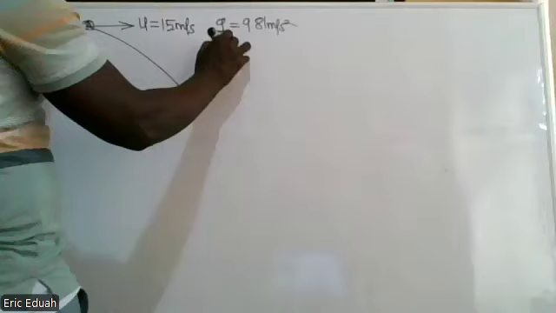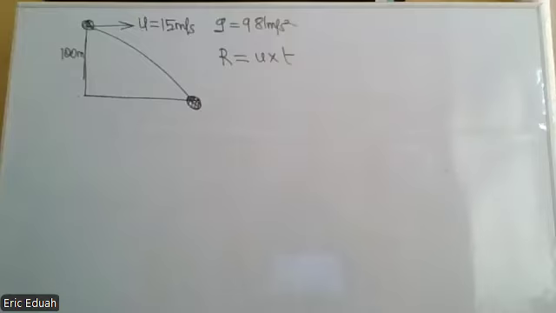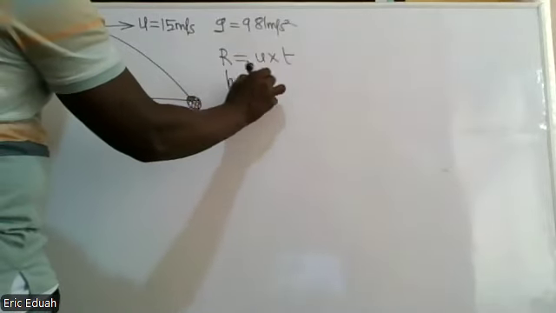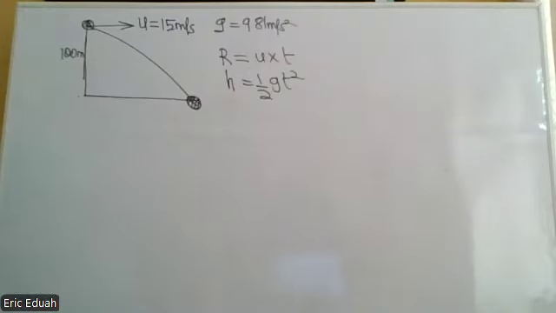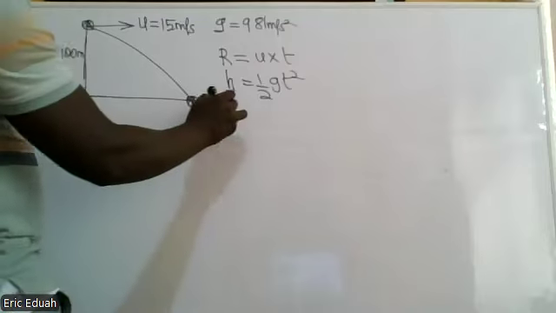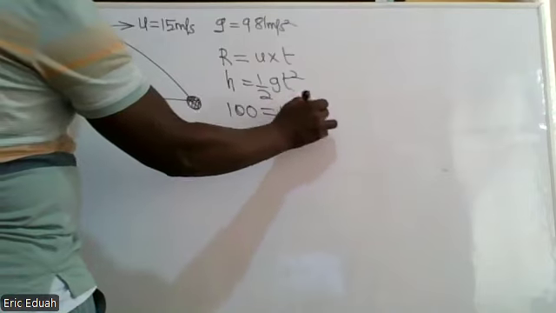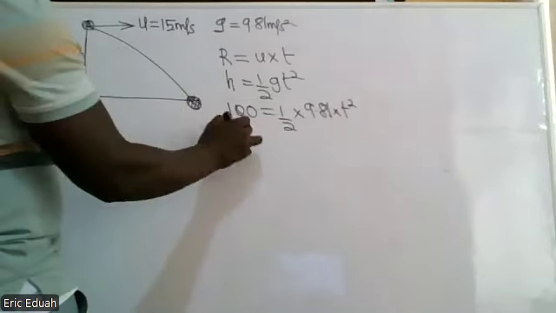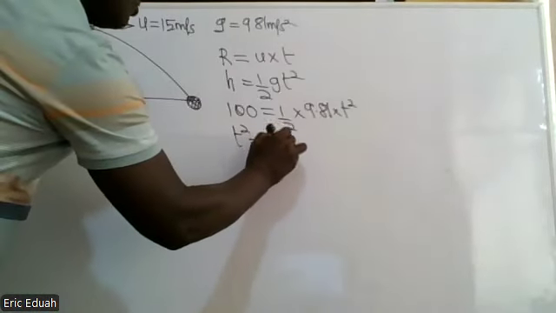Now, if we use R, range is equal to U times T, we don't know the range, and so we cannot find the time of flight. We have to use H is equal to half g T squared. H is known, 100. So 100 is equal to half times 9.81 times T squared. So we have T squared being equal to 200 over 9.81.